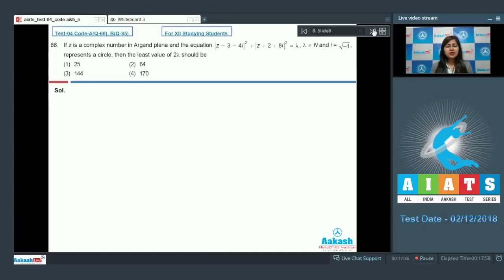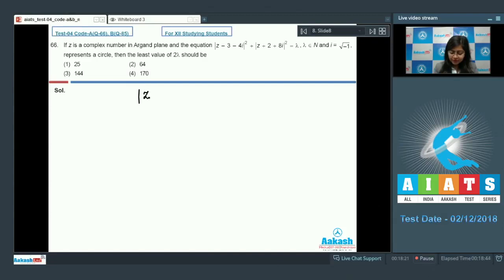Next is question number 66, that is, if z is a complex number in Argand plane, and the equation mod of z minus 3 minus 4 iota whole square plus modulus of z plus 2 plus 8 iota whole square is equal to lambda, where lambda belongs to N and iota is equal to root of minus 1, represents a circle, then the least value of 2 lambda should be.